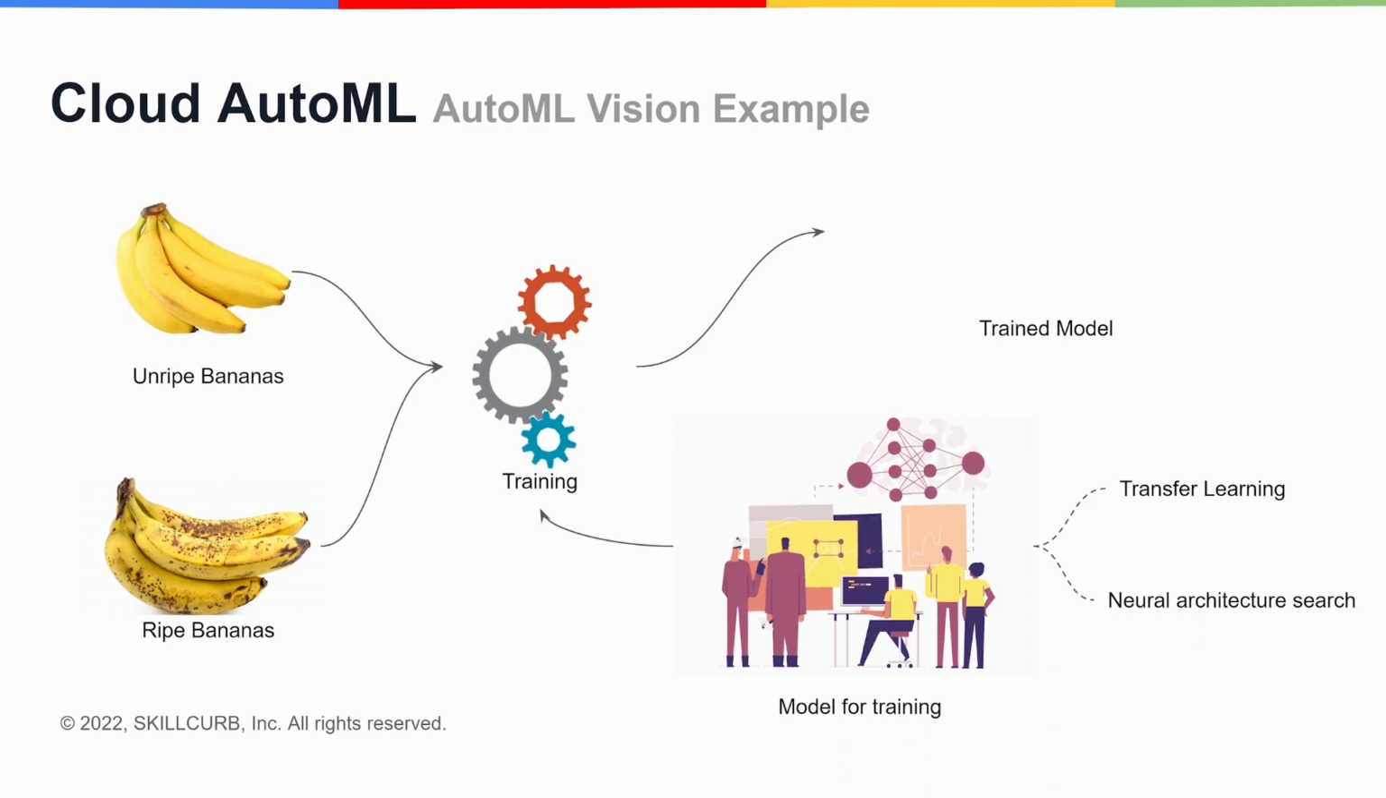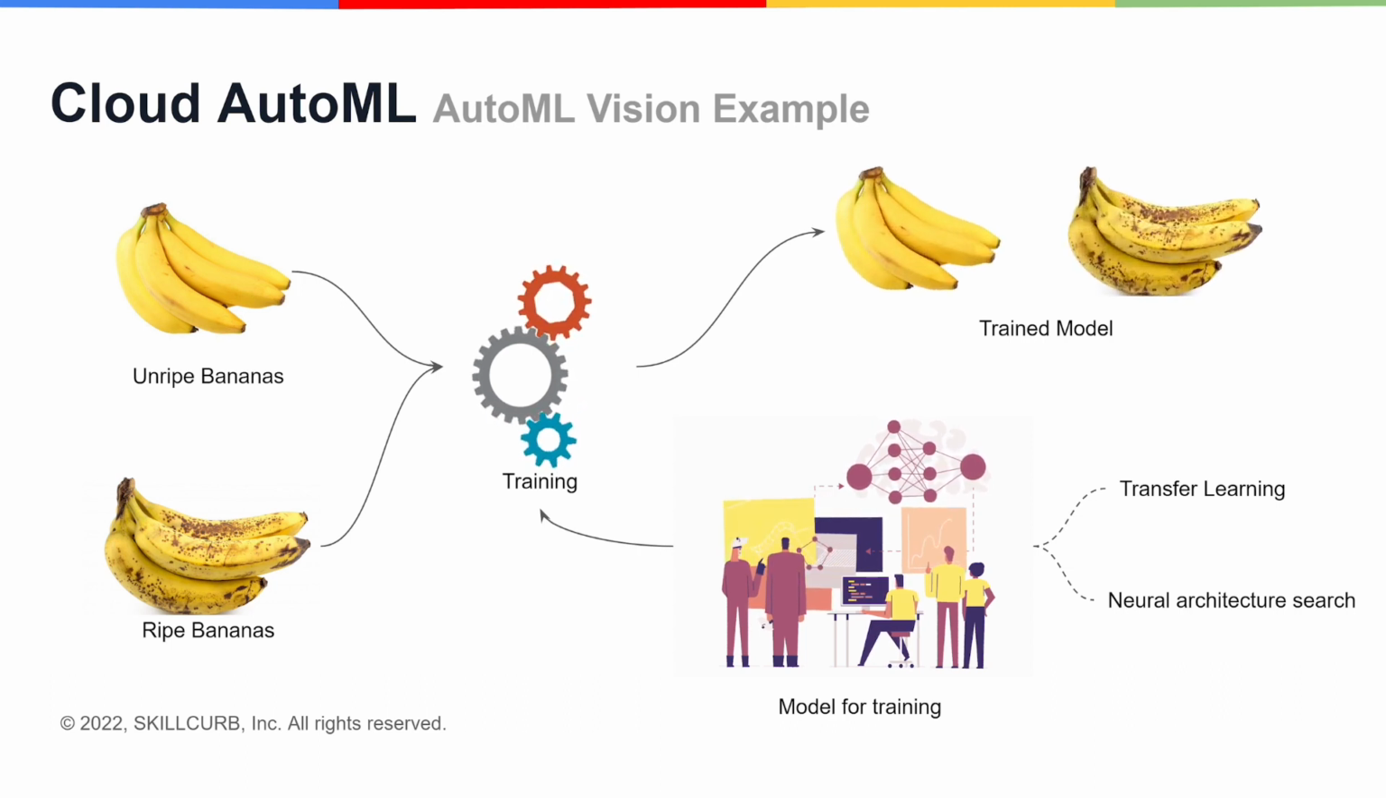So you will provide a set of ripe bananas, and you will provide a set of unripe bananas. You feed both of these into the training process, specifying the outcomes that you want. A model for training is selected by AutoML, and this is using the neural architecture search. Remember, the model is modified so that it is ready for transfer learning. And finally, the model is trained on the data.